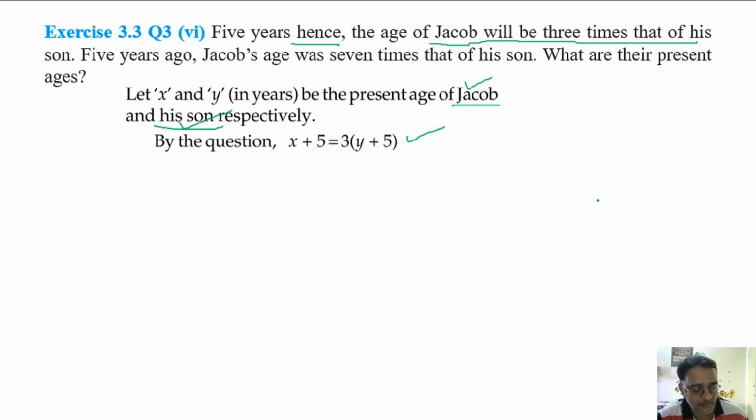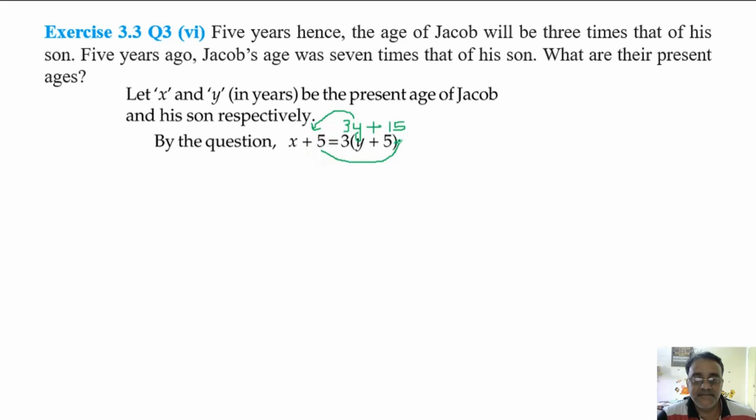Yes, sir. Okay, now we have to simplify. So यहाँ पे 3y plus 15. So you have to shift 3y to this side, x minus 3y, 5 to this side, 15 minus 5. Okay, 10. So we'll get x minus 3y is equal to 10, or x minus 3y minus 10 is equal to 0. Let it be equation number 1.